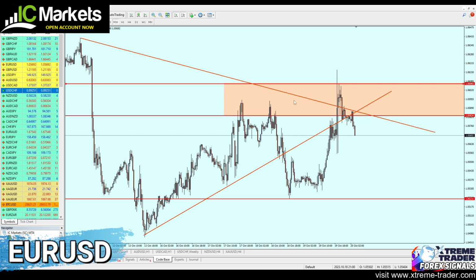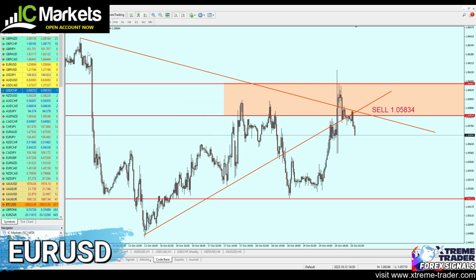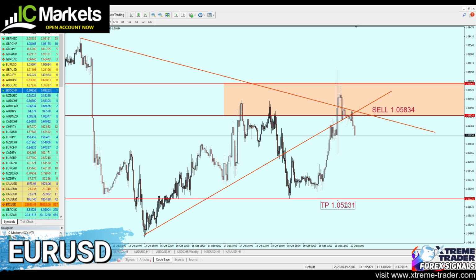Let me just see, at 1.06065. Let me just now adjust the entry to be exactly like that. The entry point, guys, is going to be at 1.05834. Oh my goodness, I forgot to add the 0. All right. And take profit level will be right there at 1.05231. That's everything for this pair. Let's now move to the pound USD.